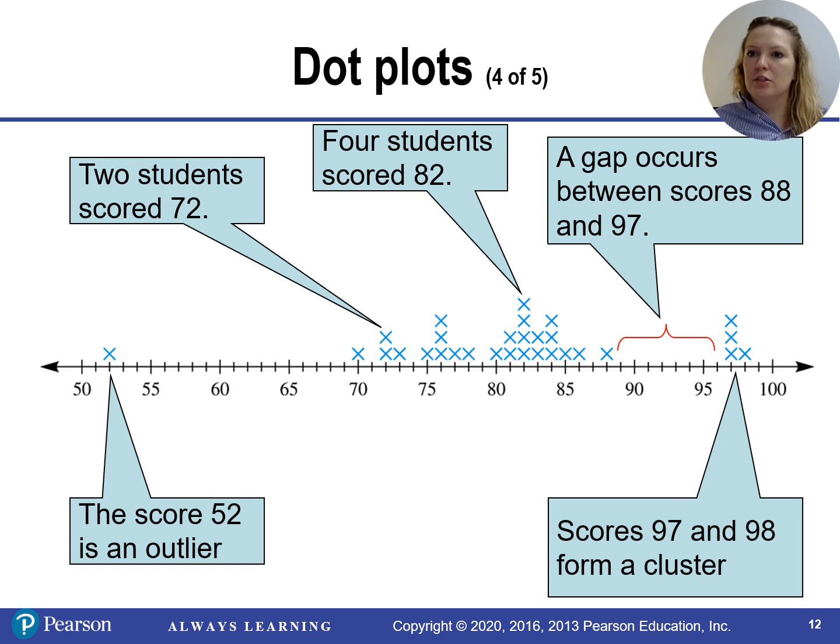So we could just look at this table and say, all right, well, I can see two students scored a 72. 52 is potentially an outlier. It's pretty far away from the rest of our data. It's a pretty low score compared to the rest. Then we have kind of a gap between 88 and 97. No one scored in that range. We have the highest number of students scoring an 82, and then we have another little cluster around 97 and 98. So these are all things that you could say about these data.